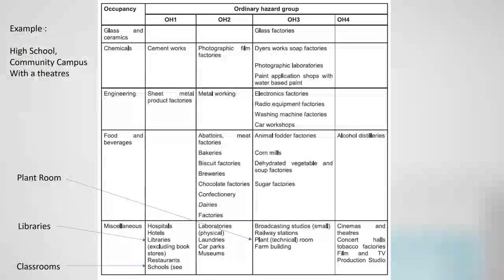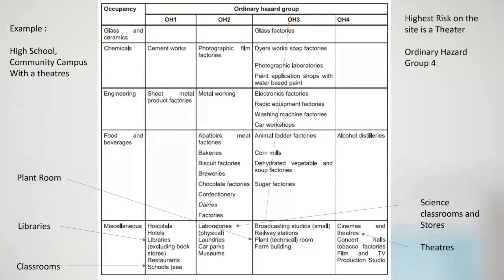And then you get plant technical rooms, which are in there. I'm using a scroll because these are the easiest ones to do. Labs, science classrooms, etc., they're in there. And then if you get some schools with theatres in it, they could fall under ordinary hazard group 4. As you can see, you draw it down, and that's where you get it from. So the highest risk on this site is a theatre, ordinary hazard group 4, and the water supplies would be sized for ordinary hazard group 4.